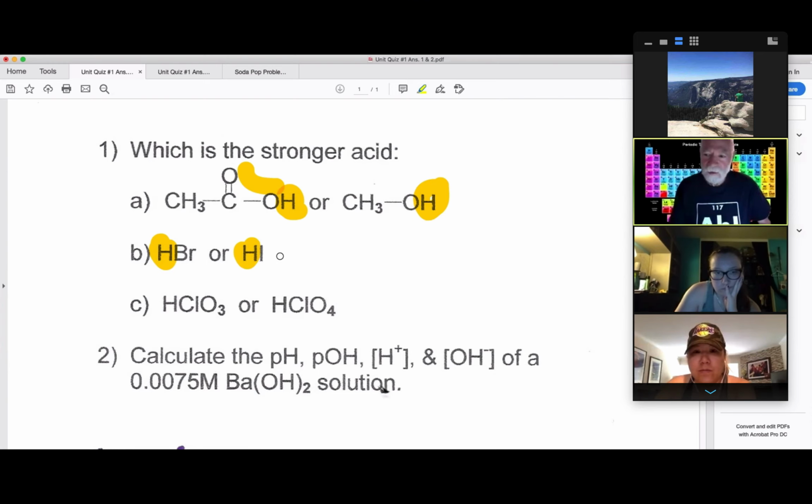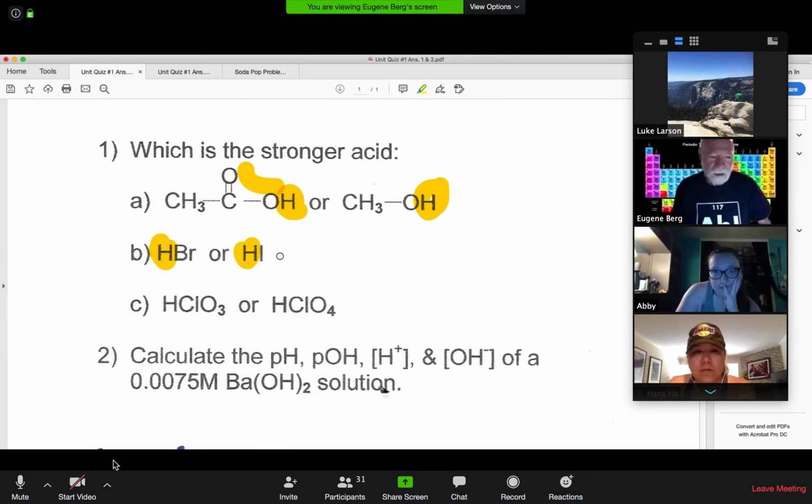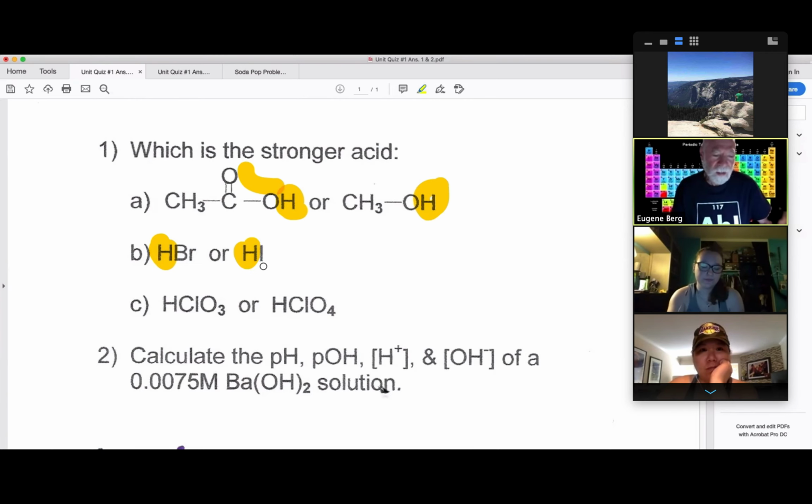Anybody? Electronegativity? Not electronegativity, because electronegativity is someone's going to pull it away. There's nobody to help them pull it away. It's a matter of size. These are binary acids, okay? And as you go down a family, they get bigger. So iodide is a bigger ion. It can spread out the charge more than bromine. So less charge density, more stable. Bromine is smaller, bigger charge density, not as good.